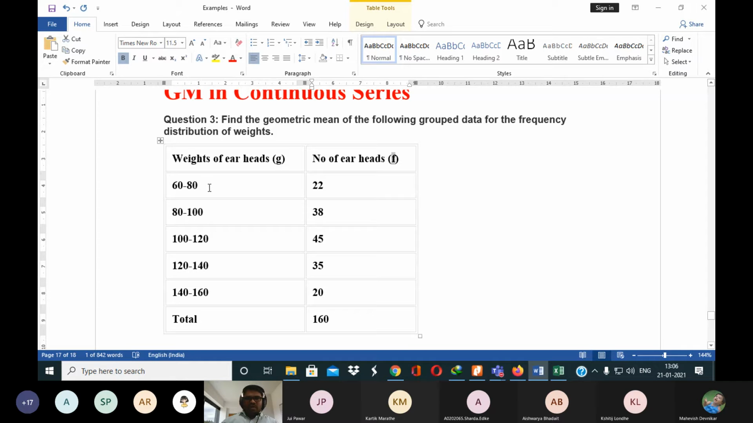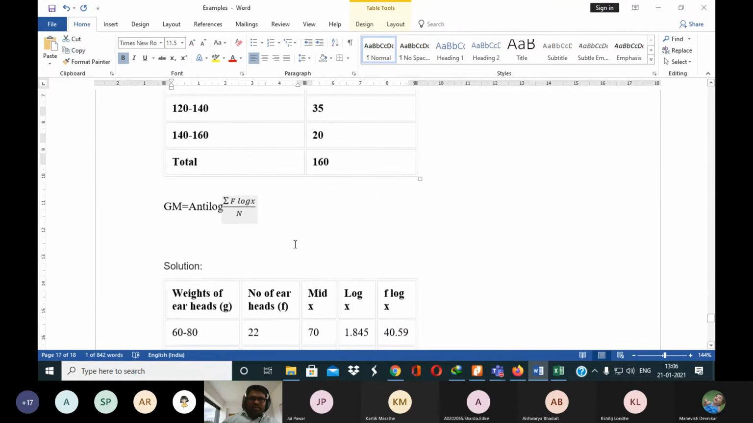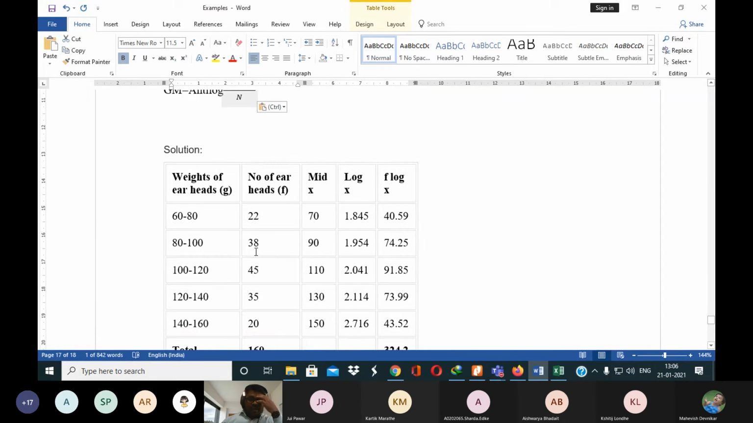Frequency is given but not the x value. So to get the x value, we need to convert this class into the middle value. To find the middle value, lower limit plus upper limit divided by 2. 60 plus 80, so how much? 140, right? Divided by 2, it will be 70. Okay, 70 is the answer. So 70 will be considered as the x value, and then you can calculate the log of that x value, the log of the middle value.